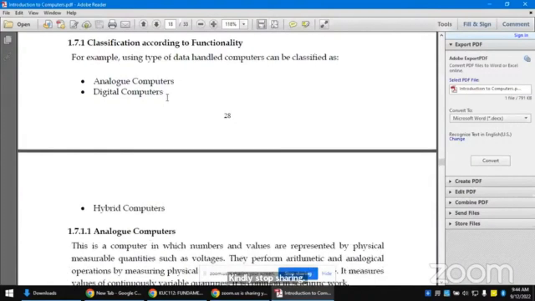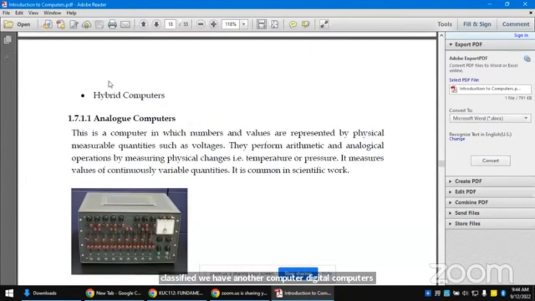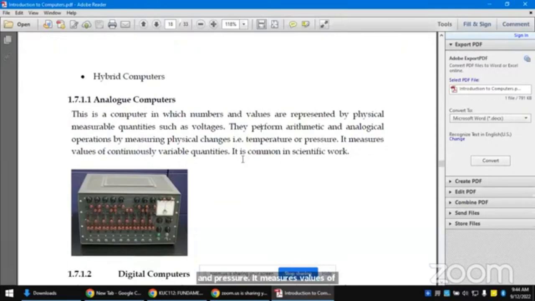So computers can be classified according to functionality, and there are three ways in which they are classified. We have analog computers, digital computers, and hybrid computers. An analog computer is a computer in which numbers and values are represented by physical measurable quantities, such as voltages. They perform arithmetic and analogical operations by measuring physical changes, i.e. temperature and pressure. It measures values of continuous variable quantities. It is common in scientific work. So these are very important.